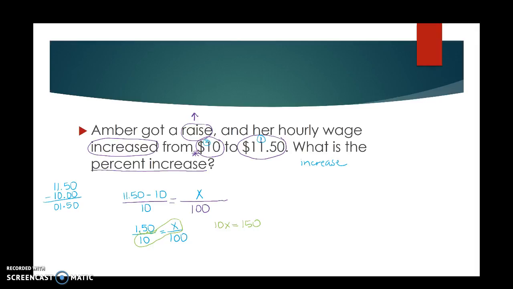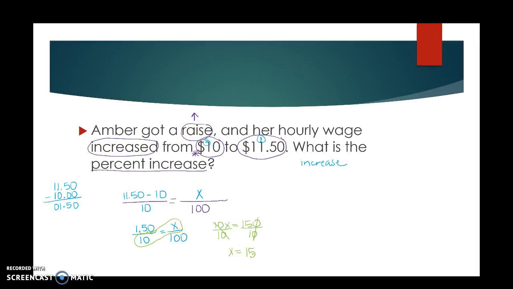Then I'm going to go ahead and do what next? Divide, good, by the number next to x. Divide by 10. Those cancel out. X equals, and then I see I have 2 zeros over here, so I can cross them out. So now it looks like 15 over 1, which is just 15.